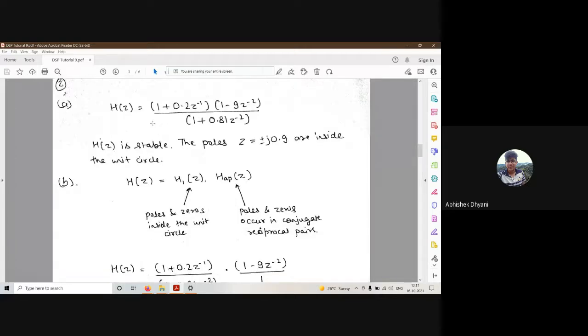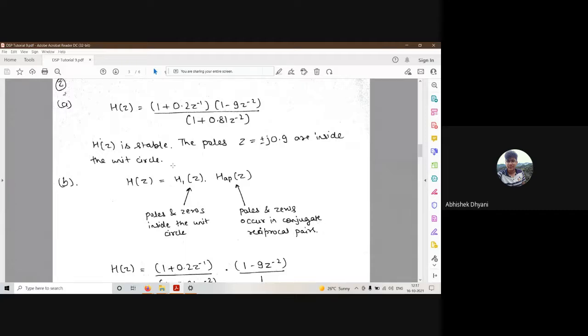So, first of all, the first part says that H(z) is stable because there are poles at plus minus j 0.9, which are inside the unit circle. The next part is we have to decompose this H(z) into one part which is all pass, this is the all pass part HAP(z), and one part which is minimum phase. For the minimum phase, the requirement is that all the poles and zeros are inside the unit circle, and the requirement for the all pass system function is that the poles and zeros occur in conjugate reciprocal pairs, right? So we must decompose this H(z) into these two parts.